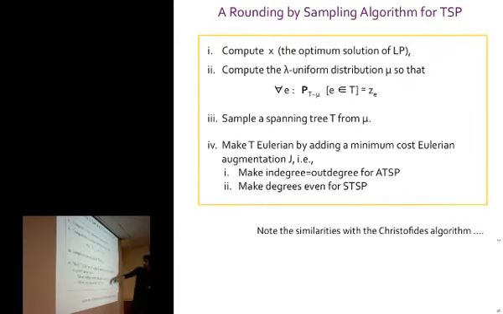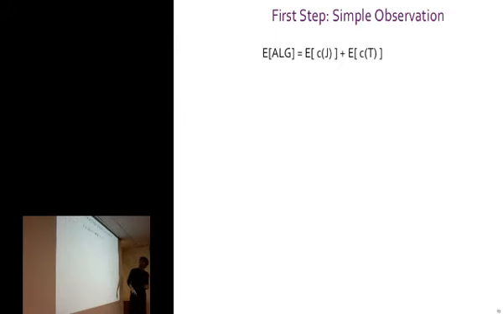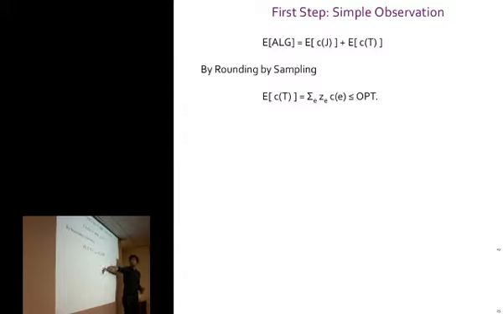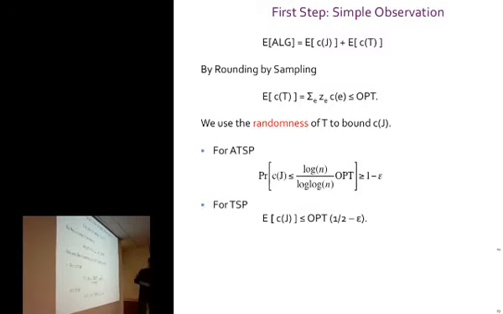So remember this J. By J, I mean the Eulerian augmentation. I will use J for this. So I can write the cost of our algorithm as the summation of the cost of the sample tree plus the cost of the Eulerian augmentation. Now, this one is easy to analyze. By the rounding by sampling method, I know the expected cost of the tree is at most the optimum of the LP. This is fine. So all I need to do is to analyze this part.